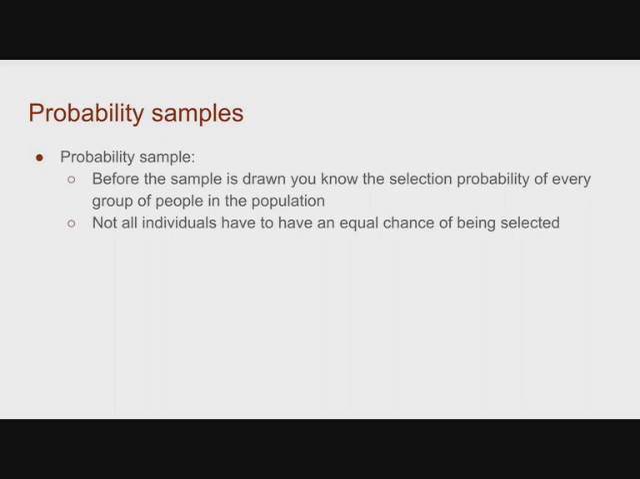Okay, so that's a probability sample. But you do that beforehand. You say, okay, from this group, we're going to pick 60%. And from the other group, we're going to pick 40% from there. And so that's a probability sample.